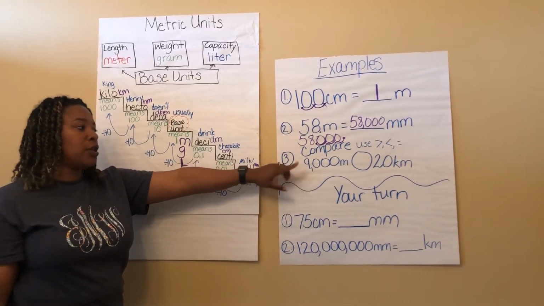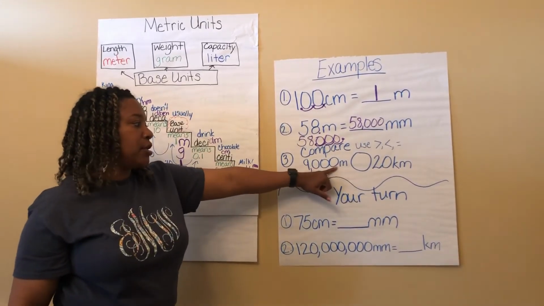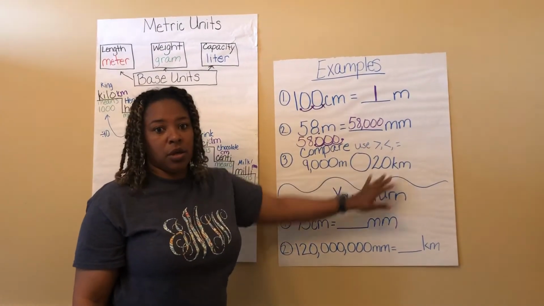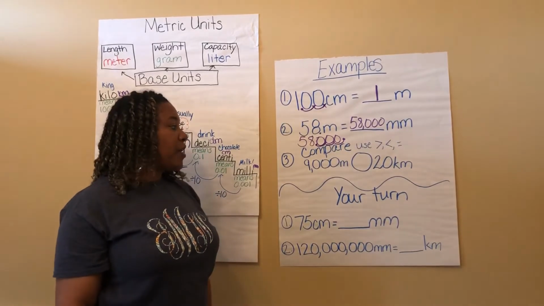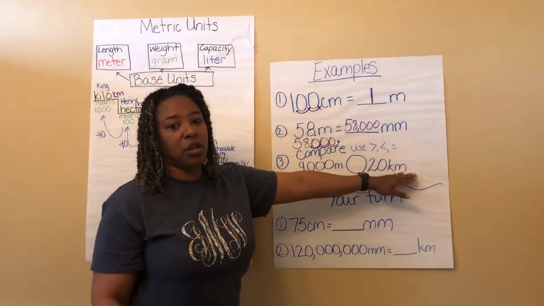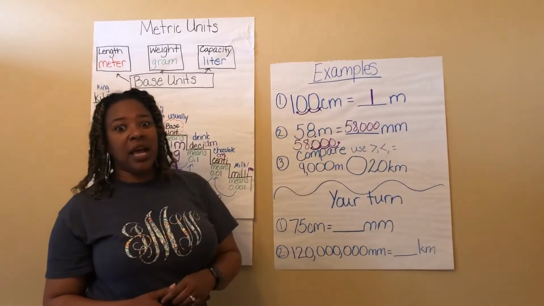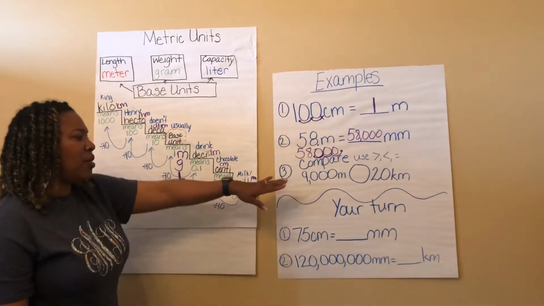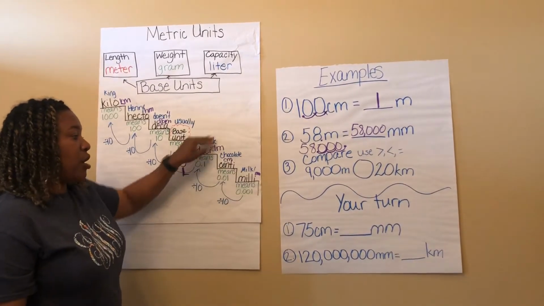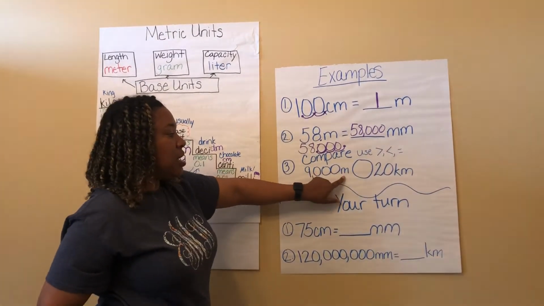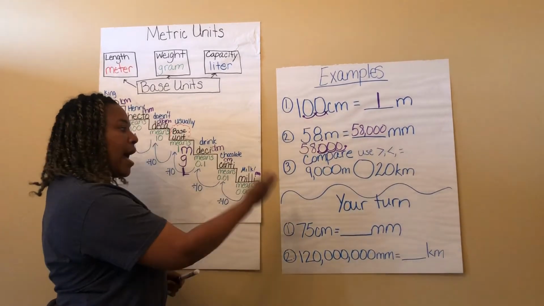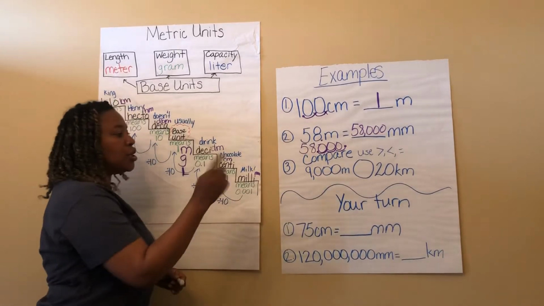But we're comparing. So we have to tell if 9,000 meters is greater than, less than, or equal to 20 kilometers. All right? How do we do that? Well, first of all, we have to change either meters to kilometers, or we have to change kilometers to meters. In this one, I like to go from fly to horse. So I'm going to, which means I'm going from the smaller to larger. So I'm going to take 9,000 meters and change it to kilometers. Okay? All right, so how do I change 9,000 meters to kilometers?